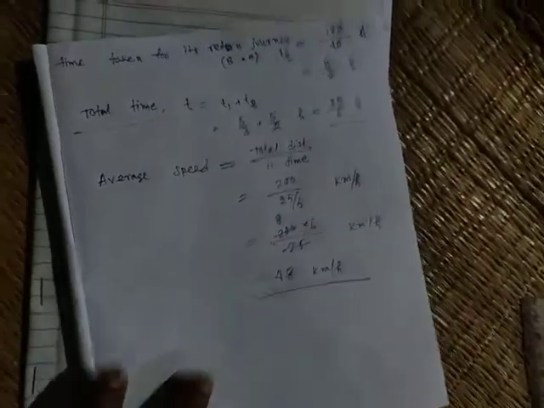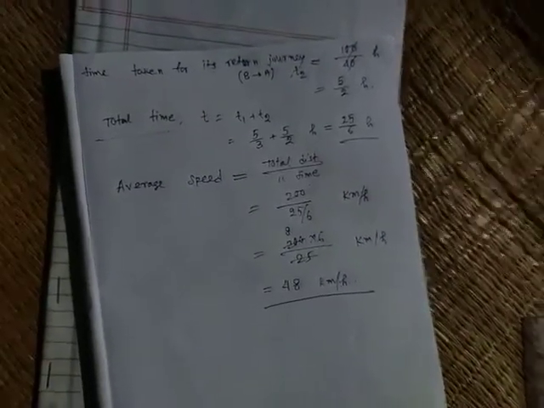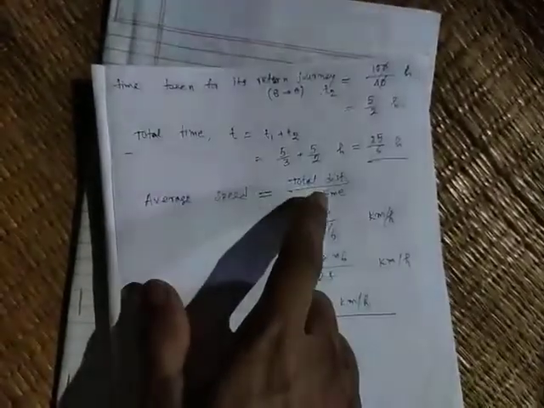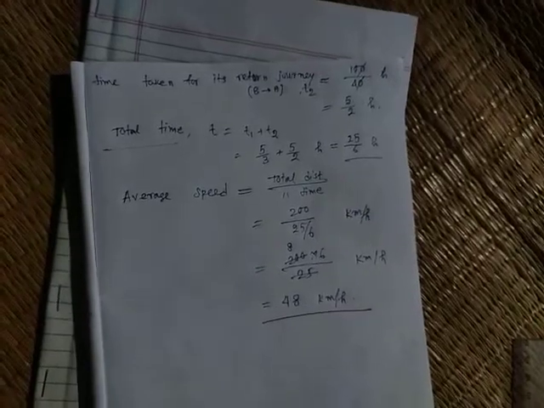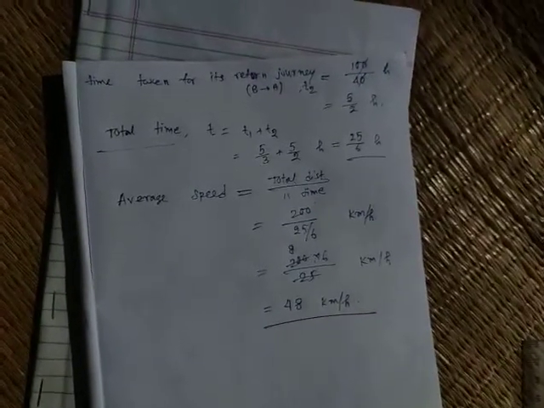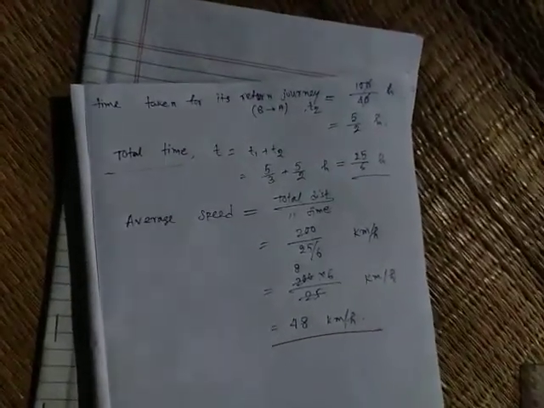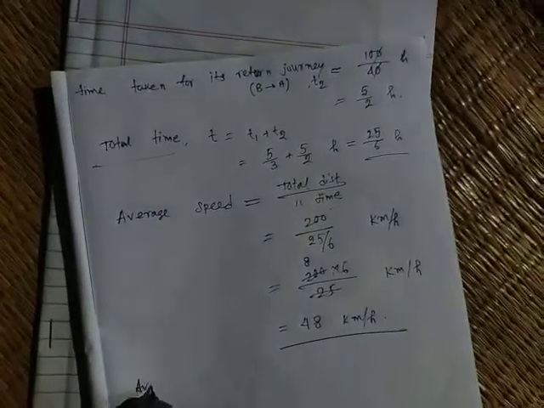So understood how we can calculate the average speed? Average speed is equal to total distance upon total time. If you can remember the formula, total distance upon total time, then you can do the sum very easily. Okay students? In this sum, if you are asked to find the total average displacement.